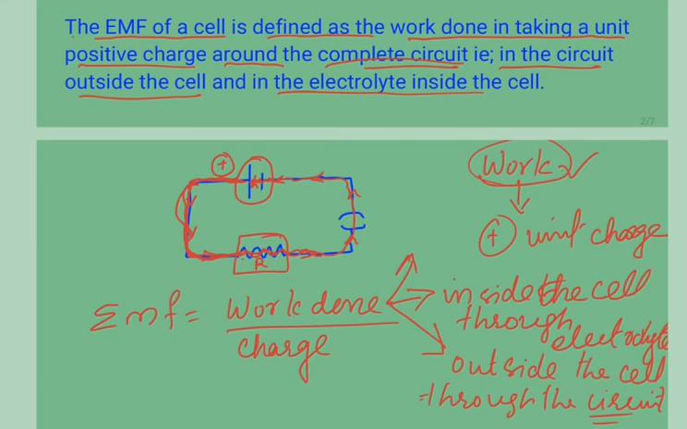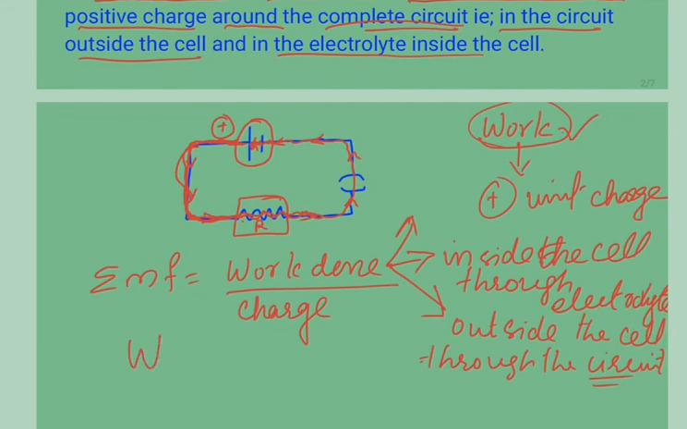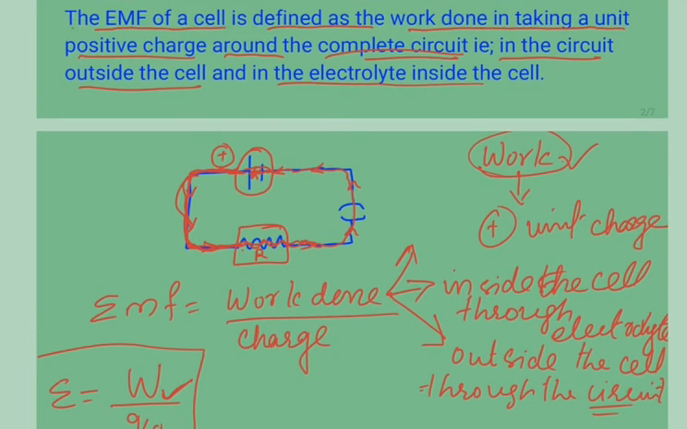So that is about the EMF in terms of work done. If W is the work done to move the charge Q0, then we can write EMF E is equal to W by Q0, where W is the work done to move the charge outside the cell as well as through the electrolyte inside the cell, or through the complete circuit. So that is known as EMF of the cell in terms of work done.